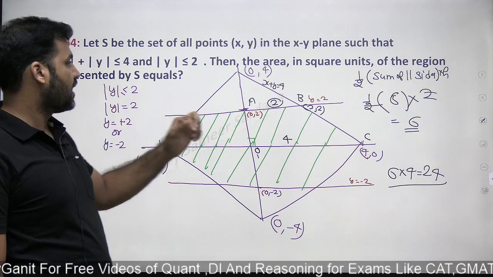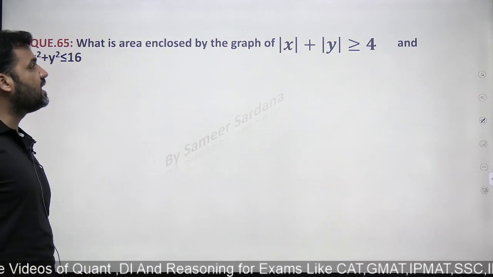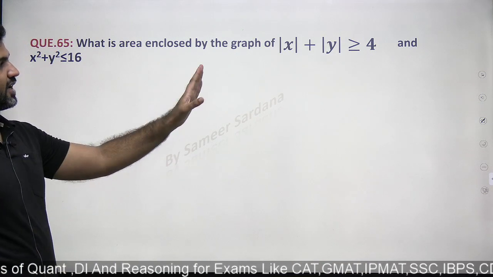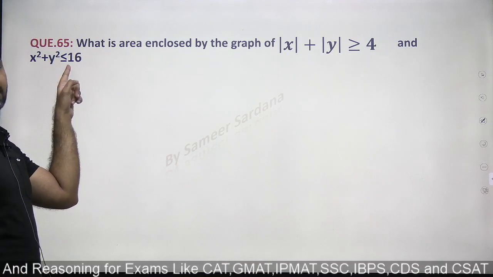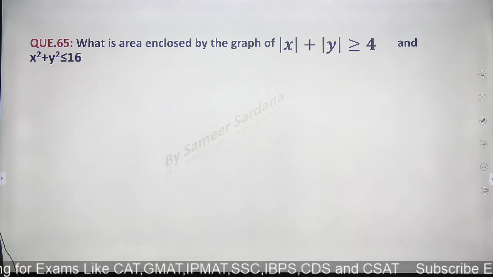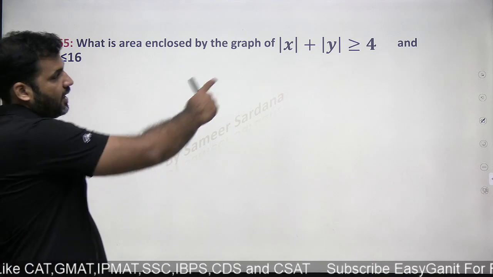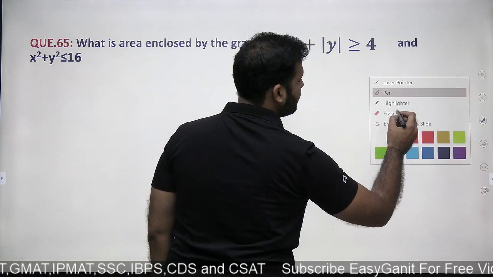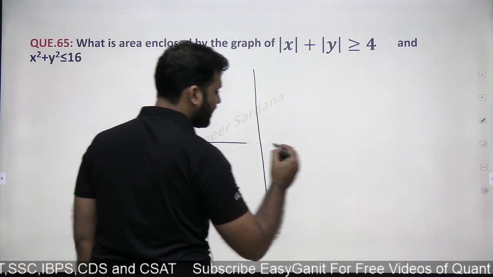Right? Now, question number 65. Again, the area enclosed by the graph of mod x plus mod y greater than equal to 4 and x square plus y square less than equal to 60. Have a look at the question first. Okay, write it down. Try to solve the question by yourself. Then you can watch the solution. Now, if I know how to draw the graph of this, right? I'm taking the same number so that we don't have to draw the graph again and again.